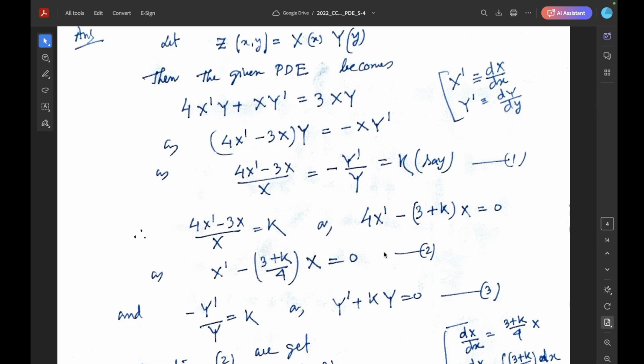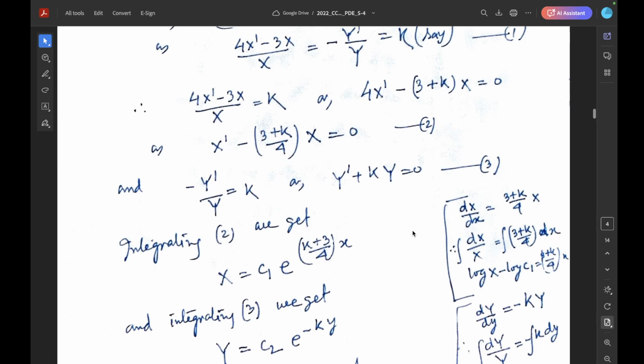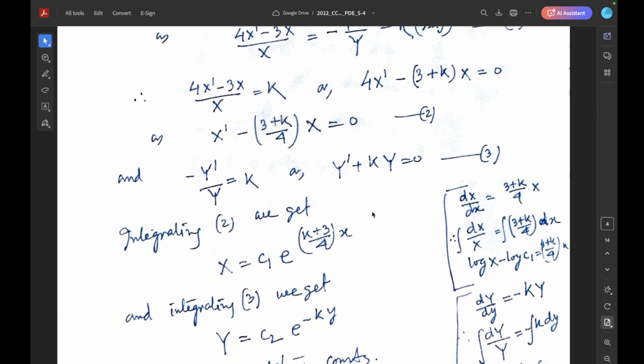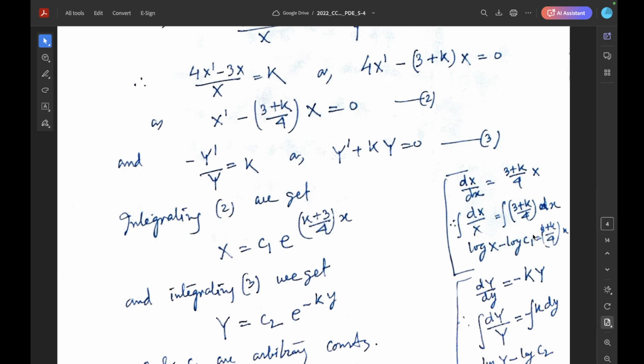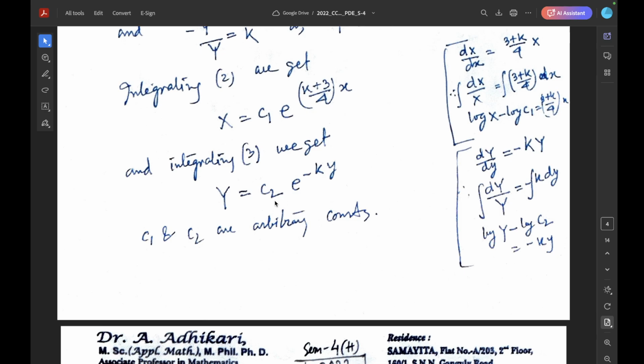So we get two first order differential equations, 2 and 3. Integrating 2, we get X = C1 e^((k+3)/4 x). So X' means dX/dx, so dX/X equals the integration of this, so log X - log C1 = ((3+k)/4)x, and so X/C1 = e^((k+3)/4 x). And from 3, dY/Y = -k dy, that is log Y - log C2, with arbitrary constant C2, equals -ky. So Y/C2 = e^(-ky). So X equals this and Y equals this.